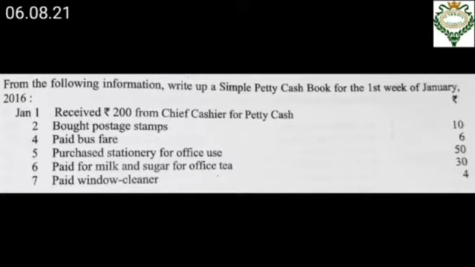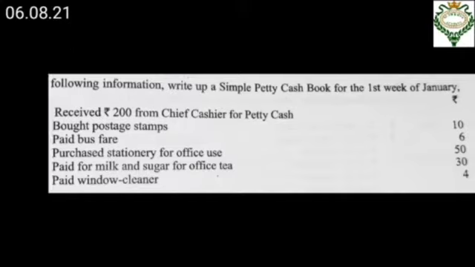petty cash book. These are the following transactions or expenditure that have been made on January 1st, 2nd, 4th, 5th, 6th and 7th, that we have to record in the simple petty cash book. So come to the solution, students.